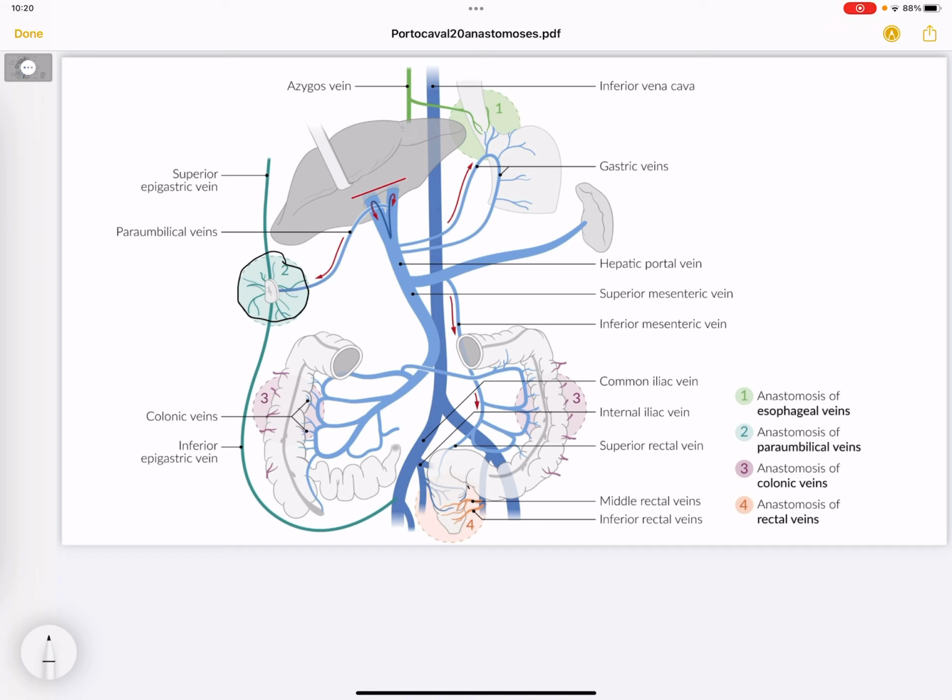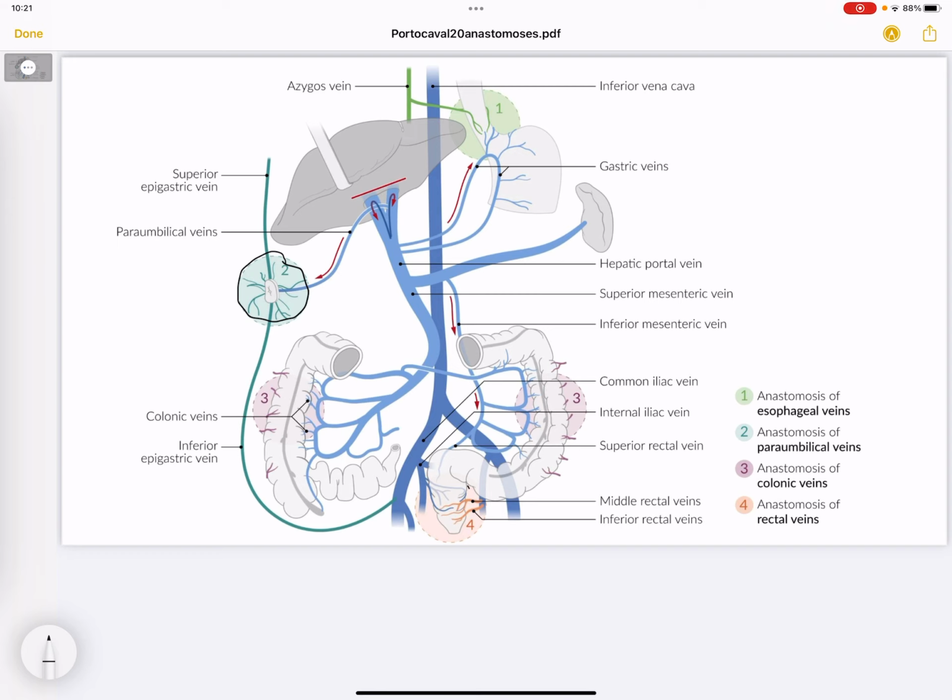Now, in portal hypertension, this is going to change. There's going to be a buildup of blood in our portal system, and then that buildup of blood is going to flow to our caval system, where it is going to result in different pathologies. And I'm going to talk about those pathologies in the video Portal Hypertension. But first, let's talk about the anastomosis between the portal system and the caval system.